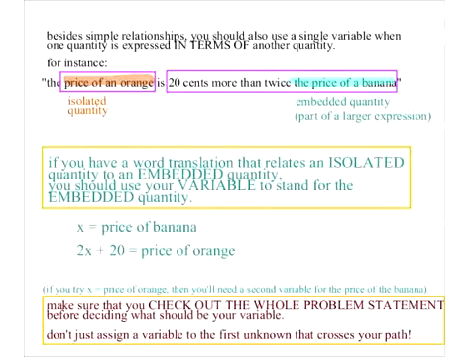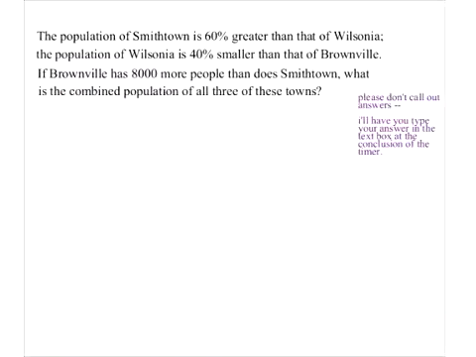The deal is this. It's definitely the easiest number to work with. If you've got an isolated quantity and an embedded quantity, then you could use the variable to stand for the embedded quantity. So here's the deal. In this sentence, Smithtown is 60% greater than Wilsonia. Well, in this expression, Smithtown is isolated, and Wilsonia is embedded into this percentage expression.